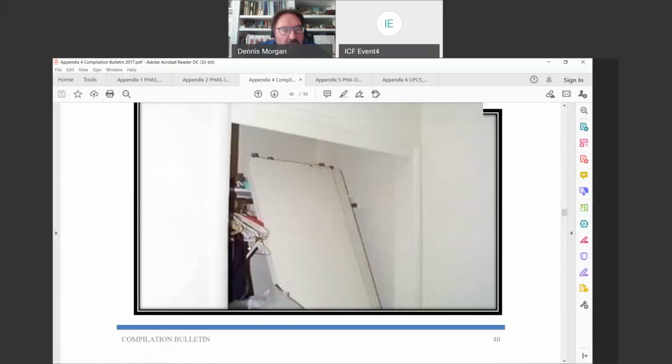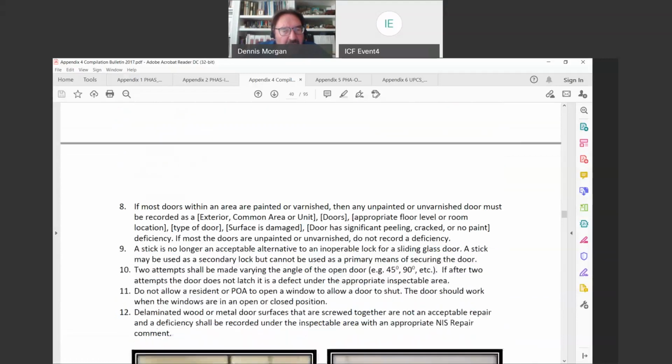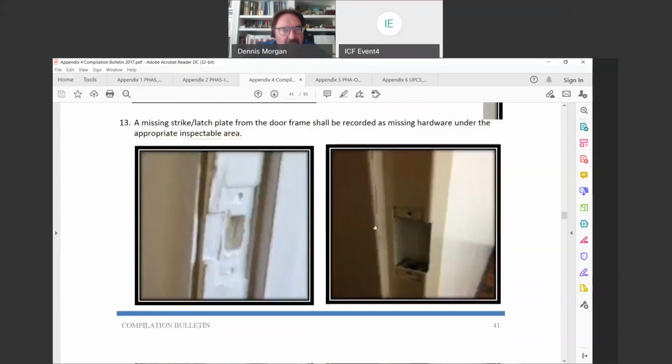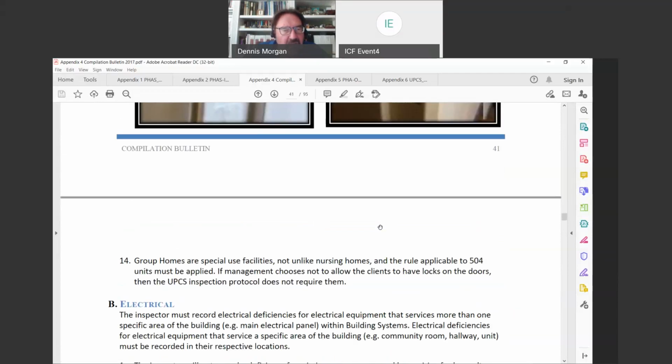Now this also brought in additional protocol as it relates to non-industry standards. There you can see some repairs that would be non-industry standard types of repairs, and they will count against you.